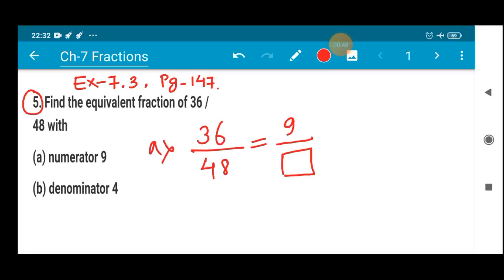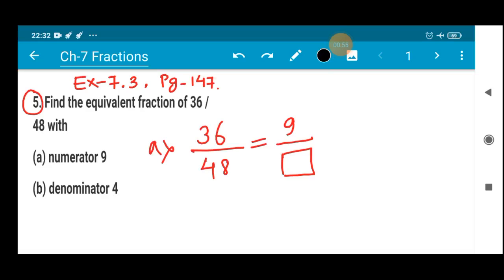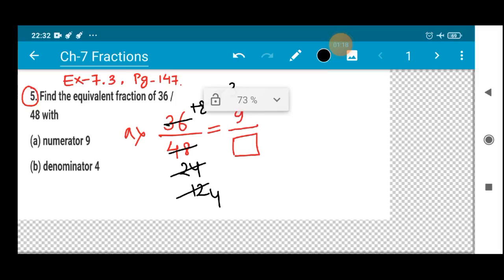Here you can see that the numerator and the denominator are in such a form that they can be reduced or converted into a simpler form, right? So I can do it like this: 2 18s are 36. Whenever you are reducing, the numerator and the denominator should be divided by the same number. So I am using 2 here to divide both numbers. 2 18s are 36, 2 24s are 48, 2 9s are 18, 2 12s are 24, 3 3s are 9, 3 4s are 12.